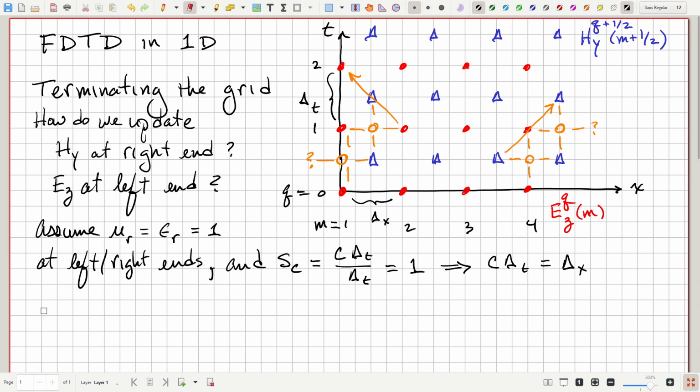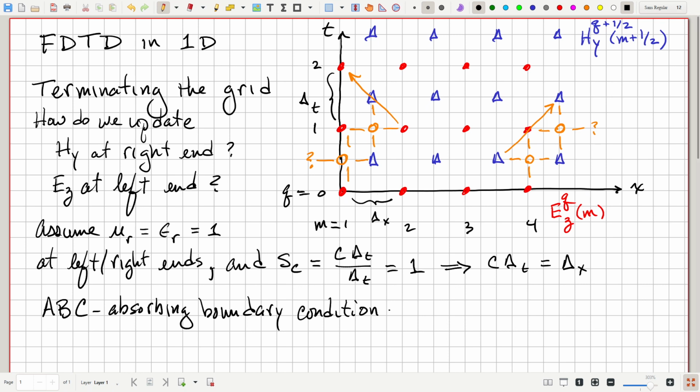And we'll call this a simple version of what we'll call an ABC, an absorbing boundary condition. And we'll go into absorbing boundary conditions later in more detail so that we are able to handle the situation where you don't have mu relative equals epsilon relative equals 1 at the left and right edges of the grid. But all we need to do then is, thinking back to how we program these things.